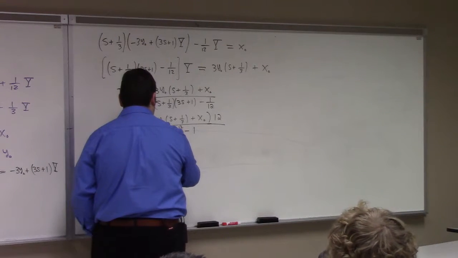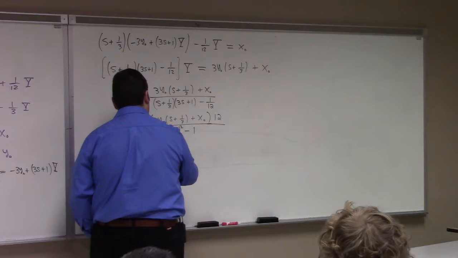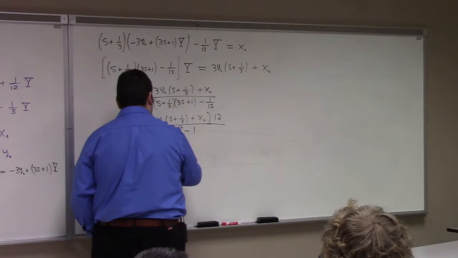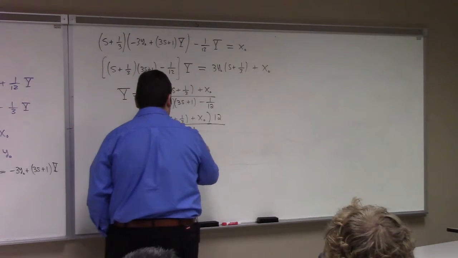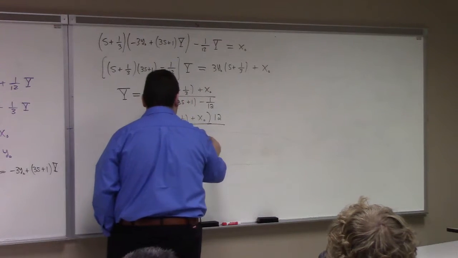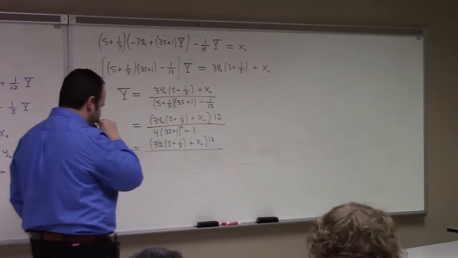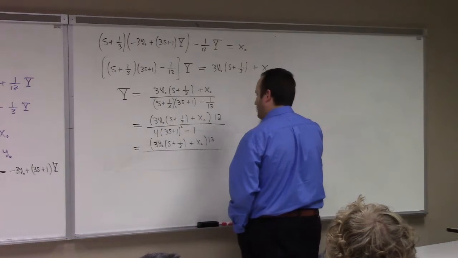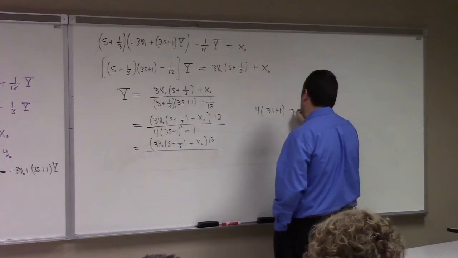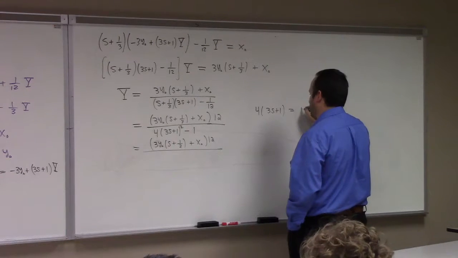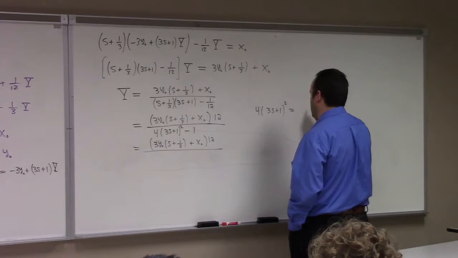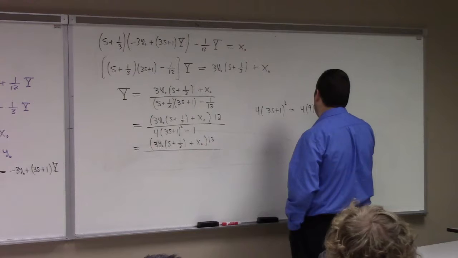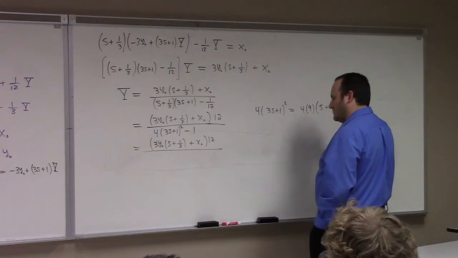Which is fine. Which is, well, yeah, 3y naught times s plus 1/3 plus x naught all times 12. See, this 4 times 3s plus 1 is really squared, right? So that's really 4 times 9 times s plus 1/3 quantity squared.